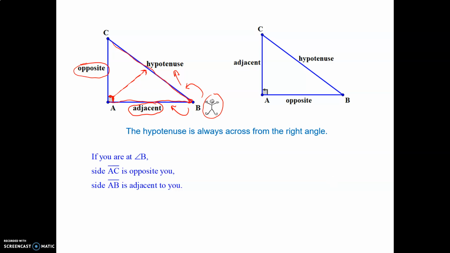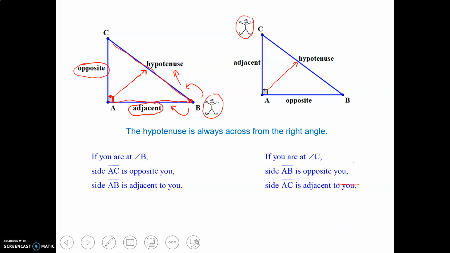Okay, same triangle, but look how the names are different. This one is still the hypotenuse. That does not change. But now look what's happening. The guy is going to stand up here at angle C. Okay. If you are at angle C, AB is opposite from you. Here are the two sides that make up angle C. The side that I did not put coloring on is the opposite side, totally opposite from where the guy is standing. Side AC is adjacent.